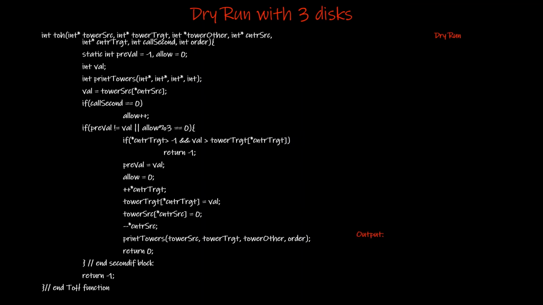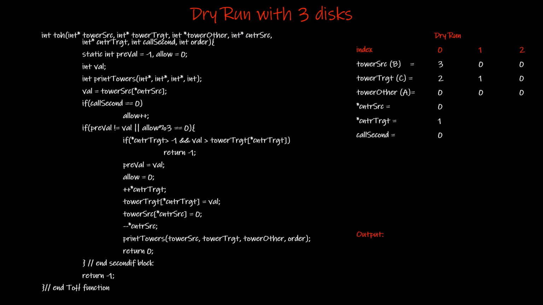Parameters are created. Okay, so these are our values for source, target, and other arrays. Counter source is 0, target is 1, call second is 0. This is the first call from B in this cycle. Order is set to 2, 3, 1. Previous value is 3. Allow is equal to 0 from the previous function. Right? Val variable is created. Then print tower is declared.